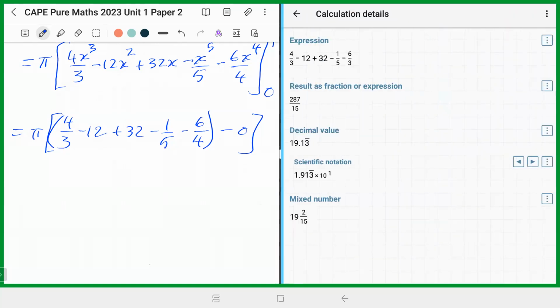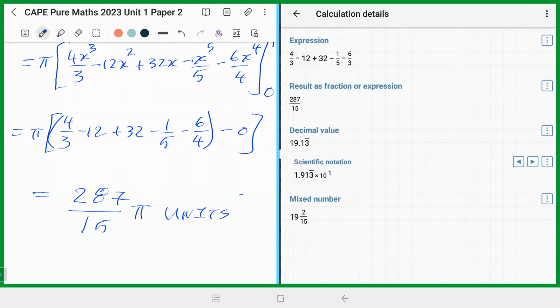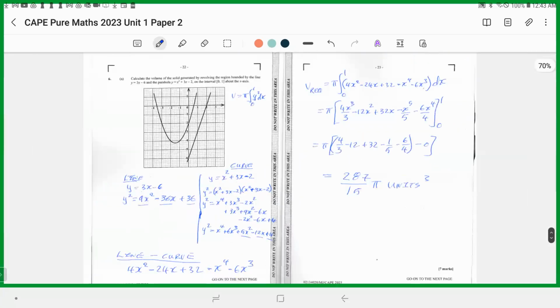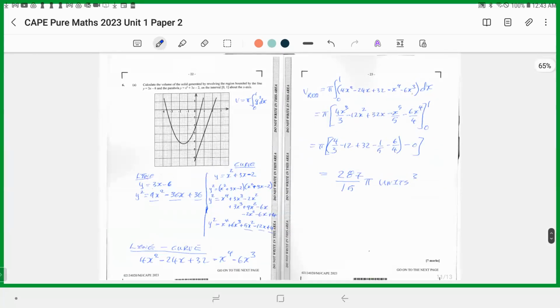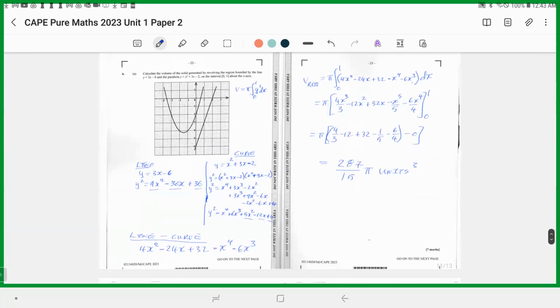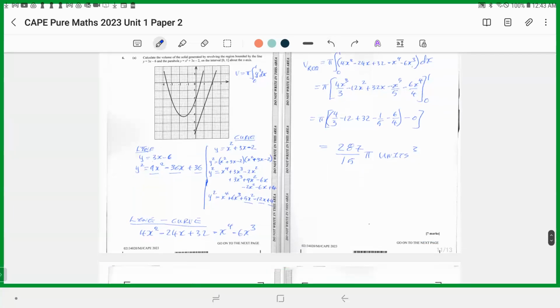It is 287 over 15. So that works. So you put the pi: 287 over 15 pi units cubed. That's it. Some long work to do, but the easy work, right? Not difficult. All right, so the volume generated by the line minus the volume generated by the curve gives us that answer. 7 marks for that work. That's an easy one. 6A done.